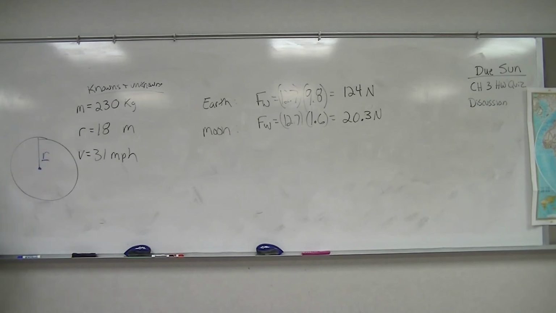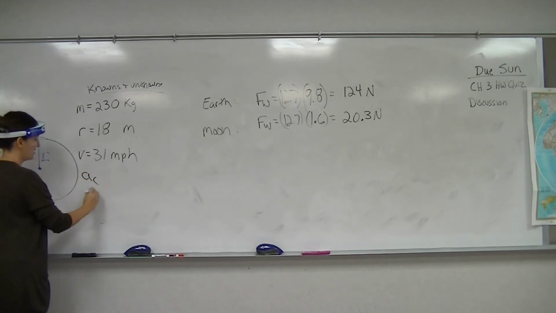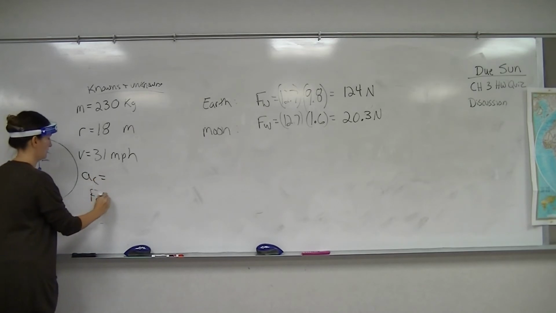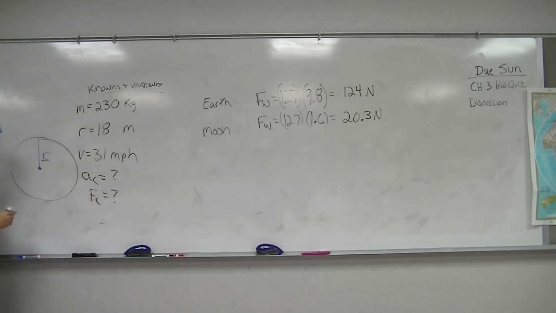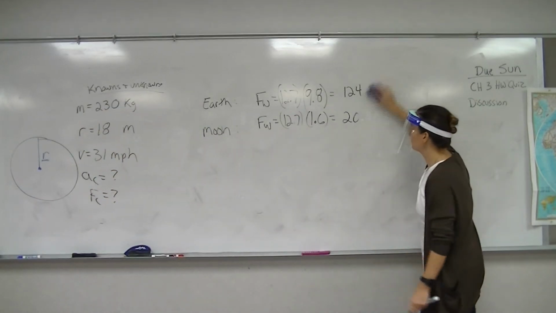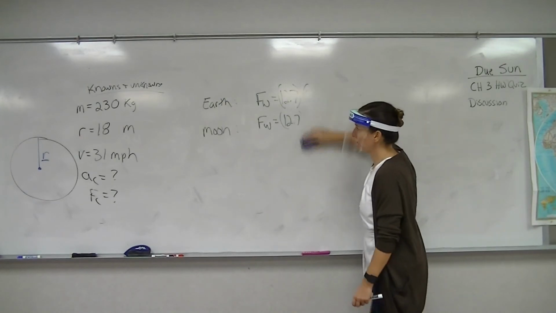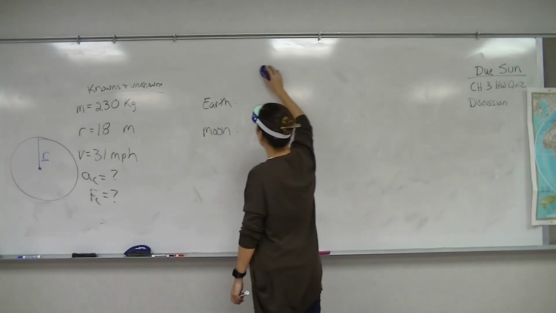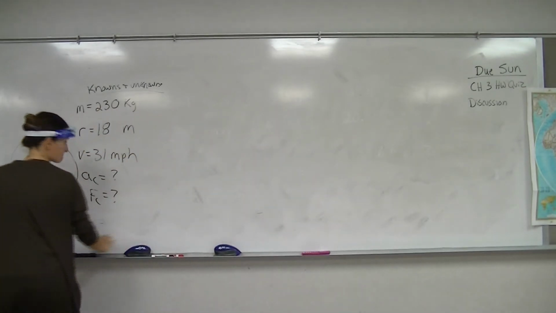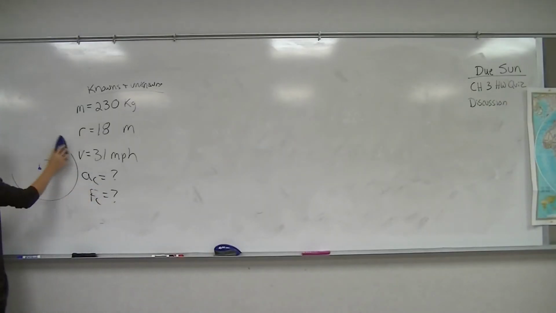What are they asking us to calculate? AC and FC, centripetal force and centripetal acceleration. Those are the unknowns in the problem, saying calculate the centripetal acceleration and the centripetal force. So, before I start, do I need to convert any of my knowns? Are they all in the units I want them in? Velocity. Velocity, we have miles per hour, we can't have that.